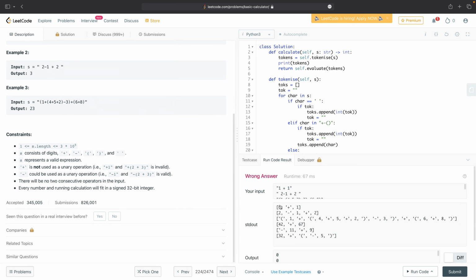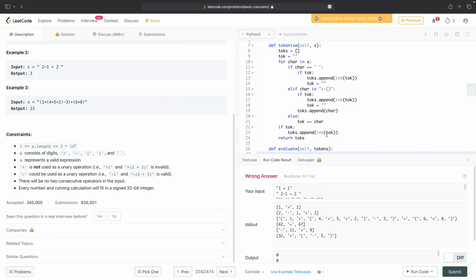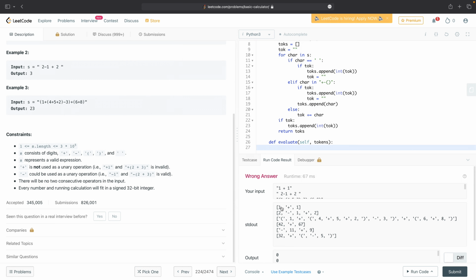So let's say our stack is 1 plus 1. What I want to do is... Now, we've only got pluses and minuses, so this is largely trivial. Basically, what I want to do is put the 1 on one stack, so it's nums goes on one stack, and ops goes on the other stack.